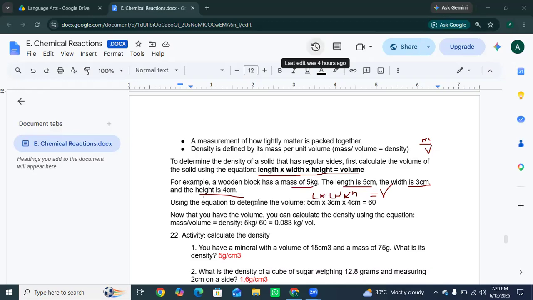Now you have the volume, you can calculate the density using the equation. Mass divided by volume is equal to density: 5 kg divided by 60. Sorry, 60 is the answer of this volume: 5 times 3 is 15, and 15 times 4 is 60. So you will calculate the density of this.